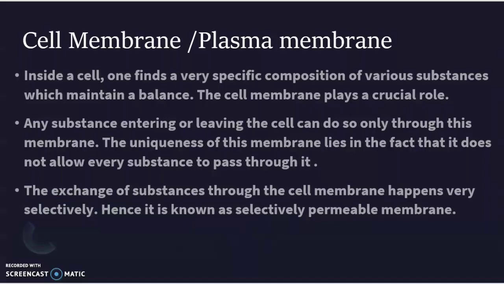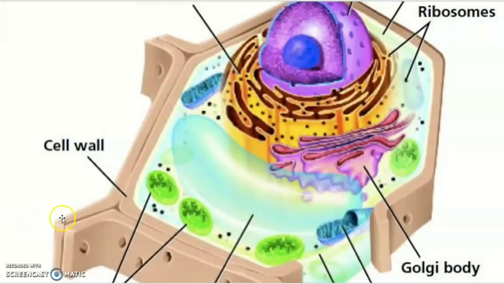Okay, I told you around the cell membrane there will be another layer in plant cells, that is the cell wall. This is the cell membrane or plasma membrane. Around the cell membrane you can see the cell wall here. This cell wall is a tough, flexible and porous layer. It gives a definite shape and protection to the cell.